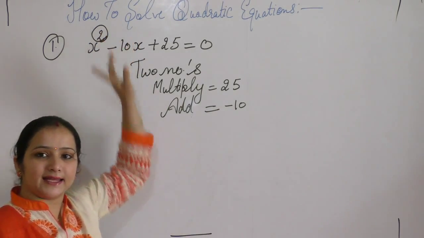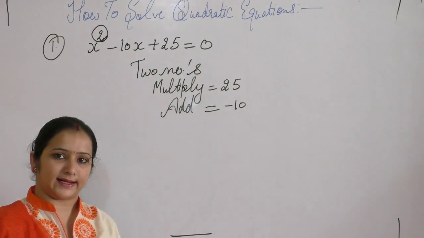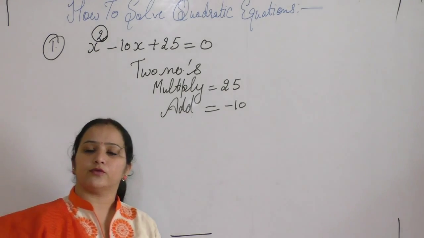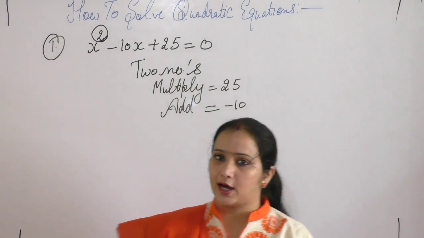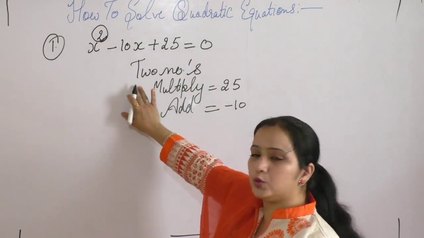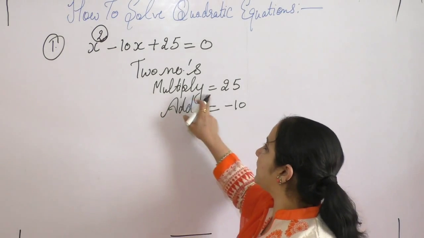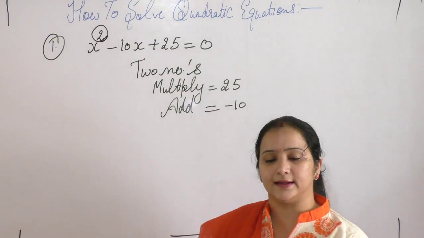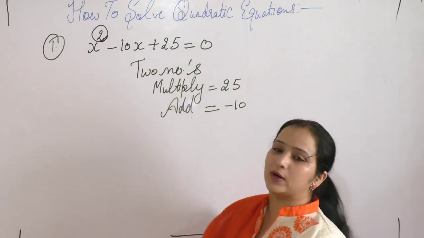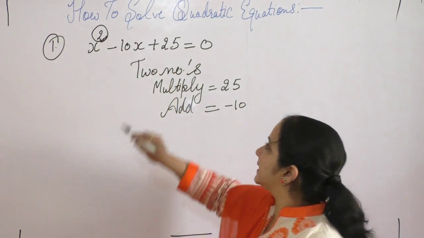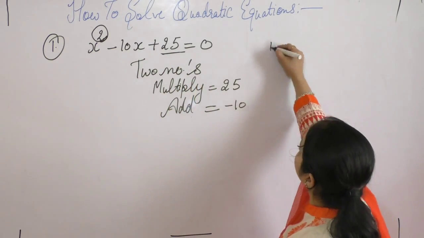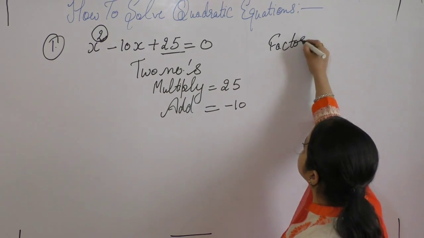An equation having highest degree 2 is called quadratic. Since x has degree 2, the number of roots of this equation is 2. So we want two numbers which when multiplied give us 25 and on adding give us minus 10. So first, what will we do to solve a quadratic? Write all the factors of the constant term. Now, factors of 25.